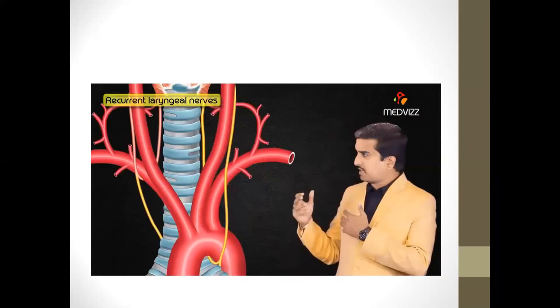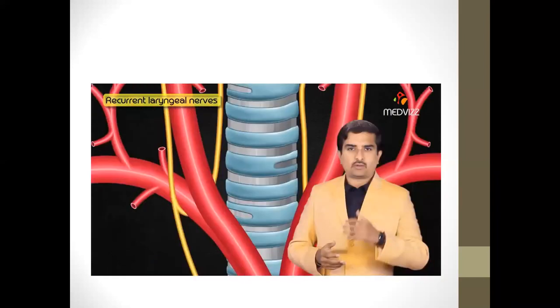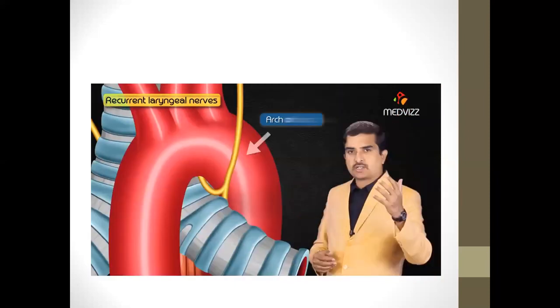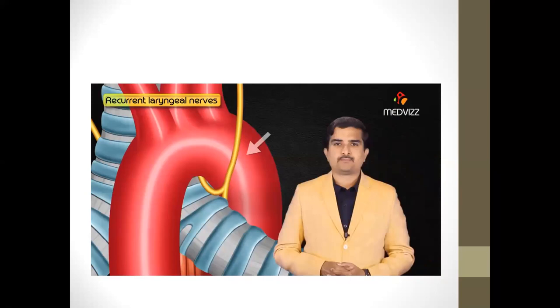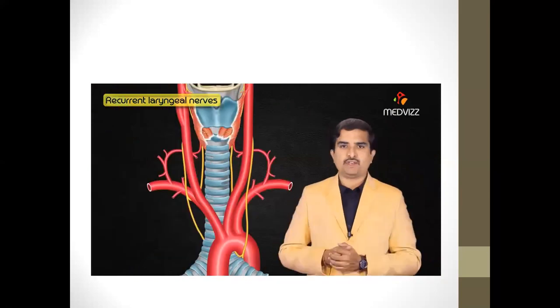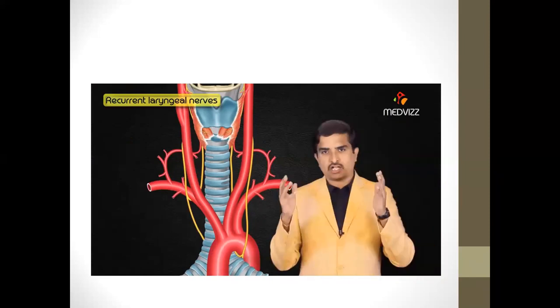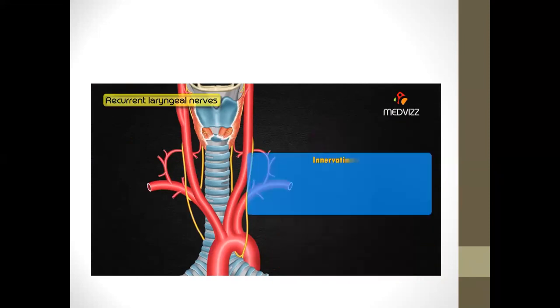So one is right, another one is left. The right one loops under the subclavian artery, and the left one loops under the arch of aorta. And both ascend posterior to the esophagus and enter the larynx at the level of cricothyroid articulation. And motor innervation of all muscles of the larynx except the cricothyroids are explained over here in the nerve section of the larynx and provide sensory innervation to the mucosa of the larynx inferior to the vocal folds.